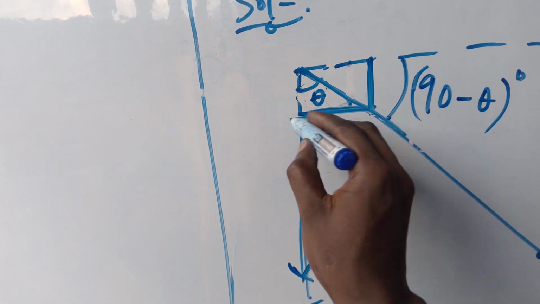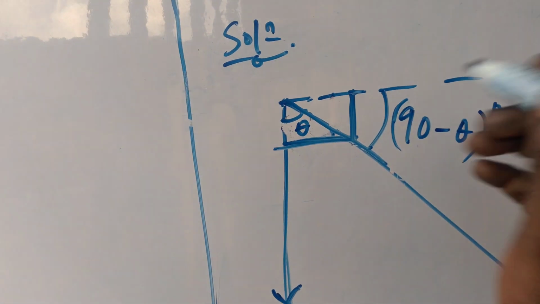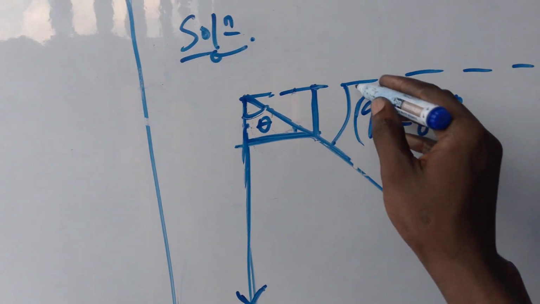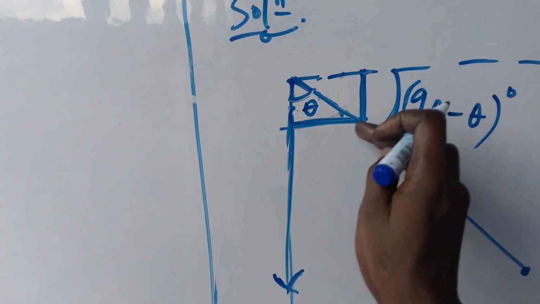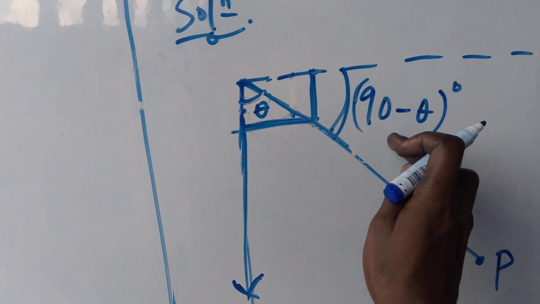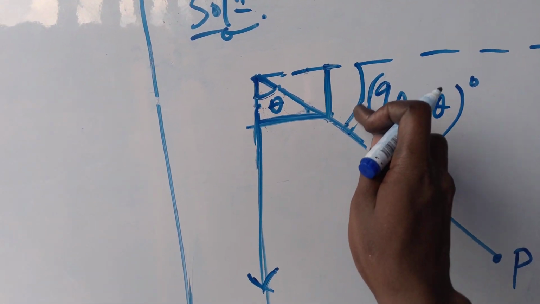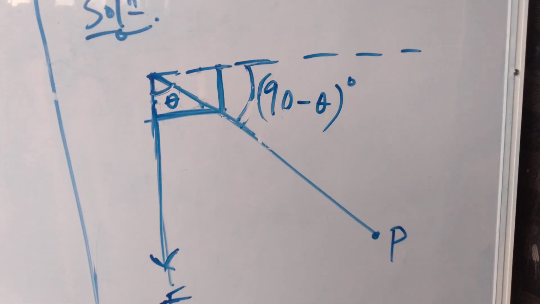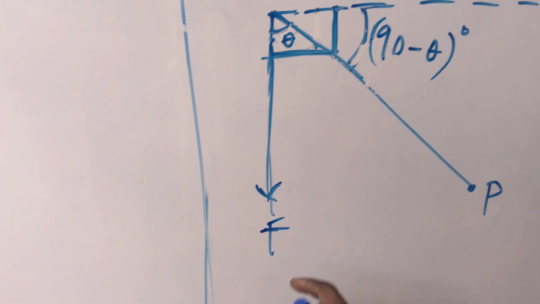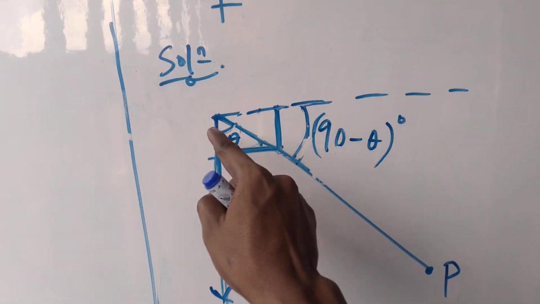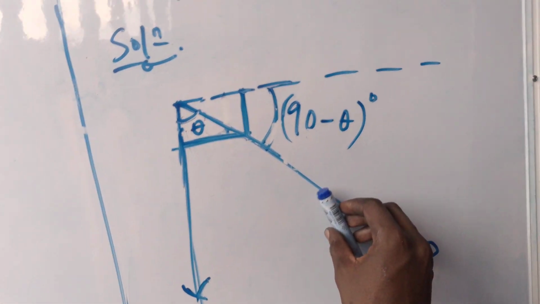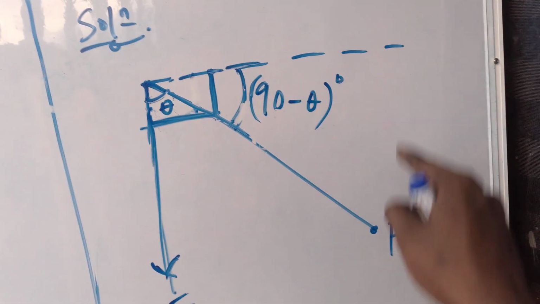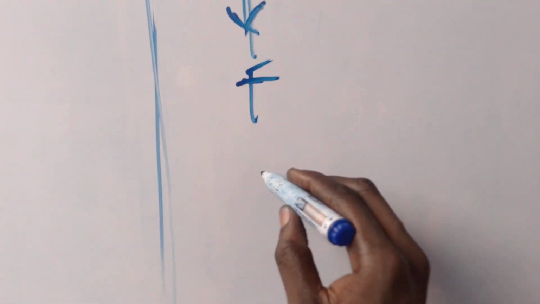If here is angle 90 and this smaller one is theta degrees, it implies this side will be the whole 90 minus theta. Take note of that. The moment now will be this force times the perpendicular distance, so we'll resolve this way. If I cut this triangle out, I'll have something like this.